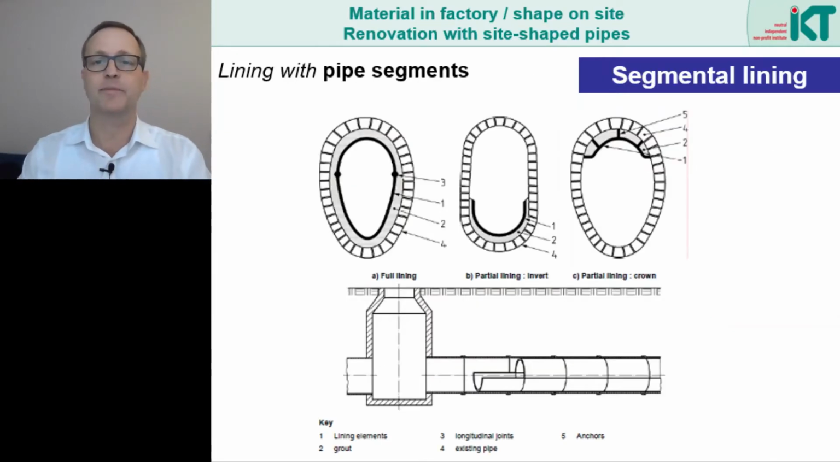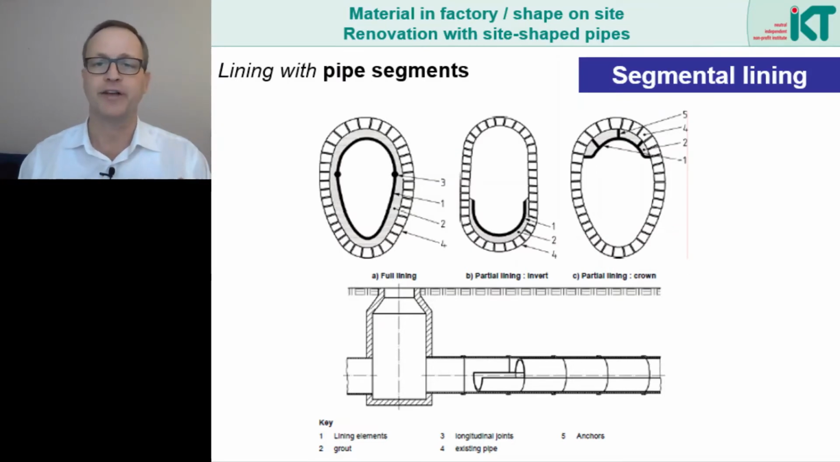Here we see another possibility for bringing prefabricated elements into pipe form only on the construction site: the segmental lining method, or lining with pipe segments. In this process, pipe segments are mounted in the sewer in such a way that a new pipeline is created. This new structure is then firmly connected to the old sewer.